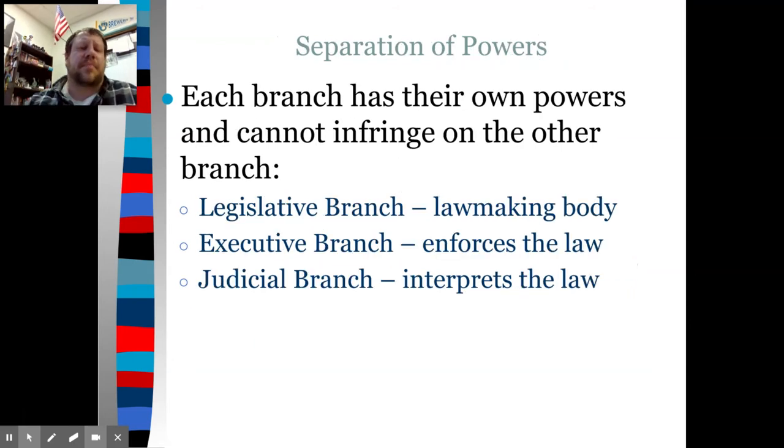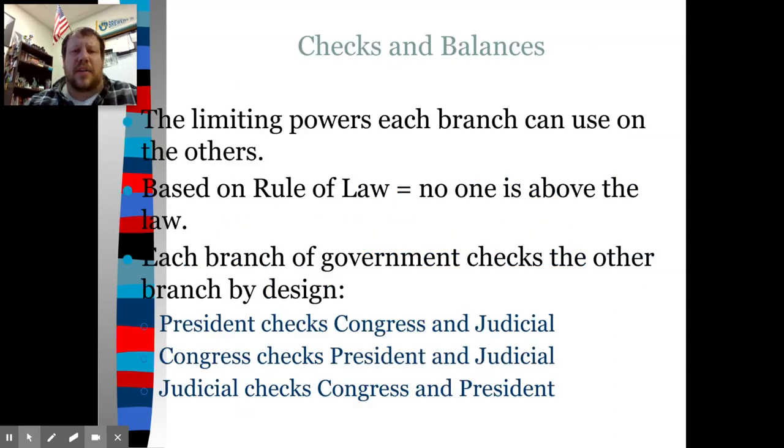Separation of powers, obviously, is a big topic we see in our Constitution here. How each branch has their own powers, right? Legislative branch being lawmaking, executive being the enforcing, judicial branch being the interpreting of the laws. We'll get more involved in that later on in the year.